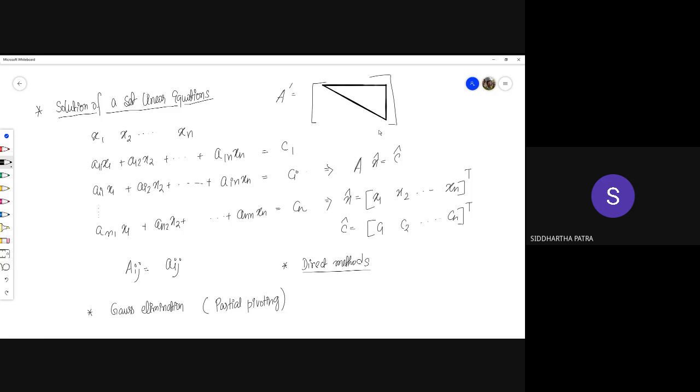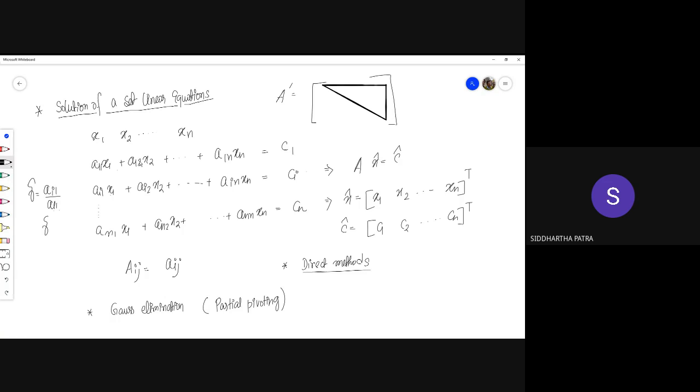For example, if I define gamma as ai1 divided by a11, and then subtract gamma times the first equation from the ith equation, what would happen to the first term? The first term would essentially be 0, because once I multiply ai1 divided by a11 with a11, I would get ai1. So this term would be 0. The next terms onwards would not be 0. That way, I would be able to eliminate the first variable from the ith equation.